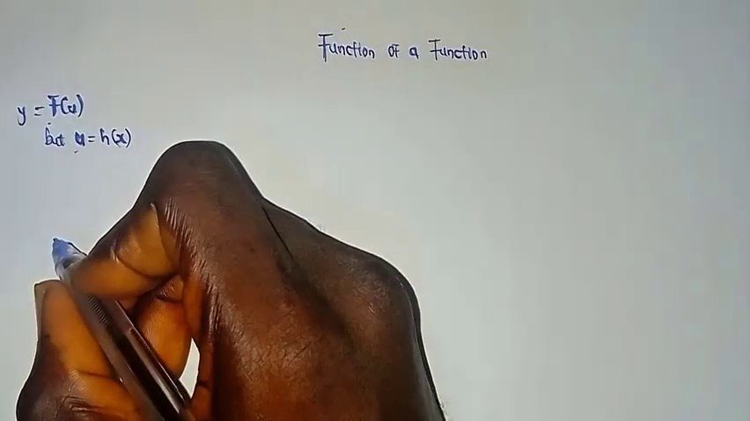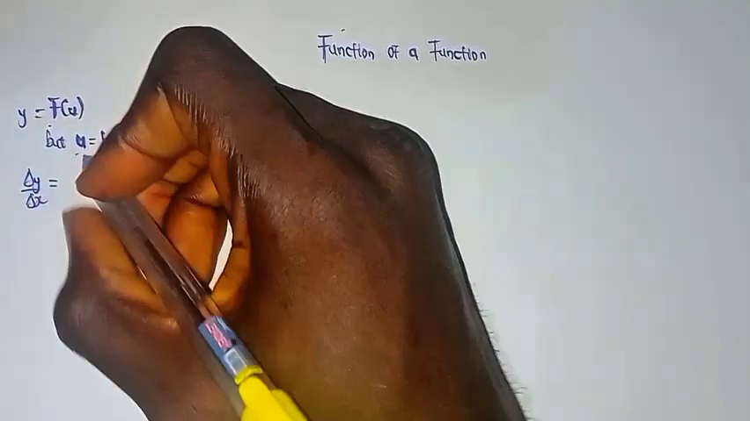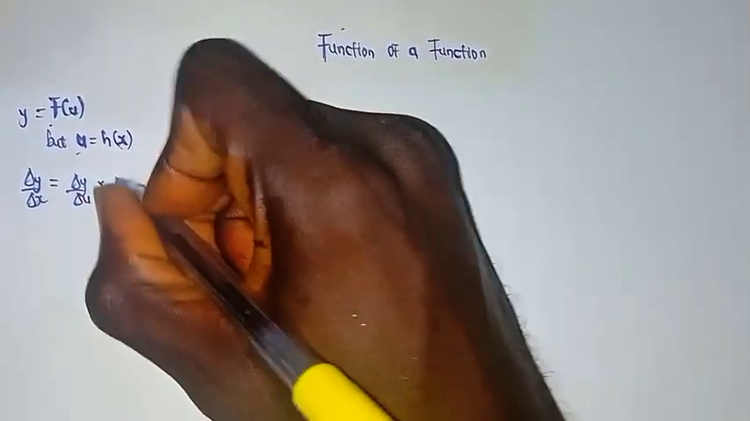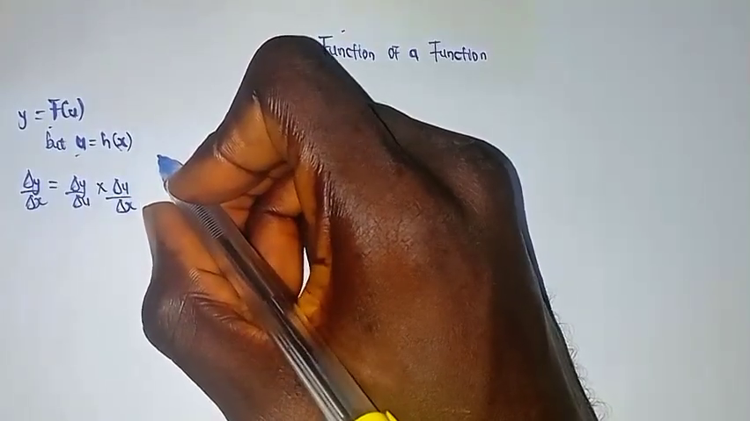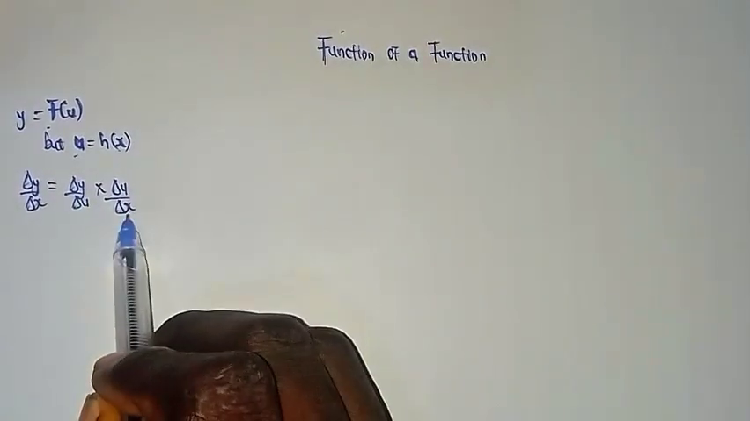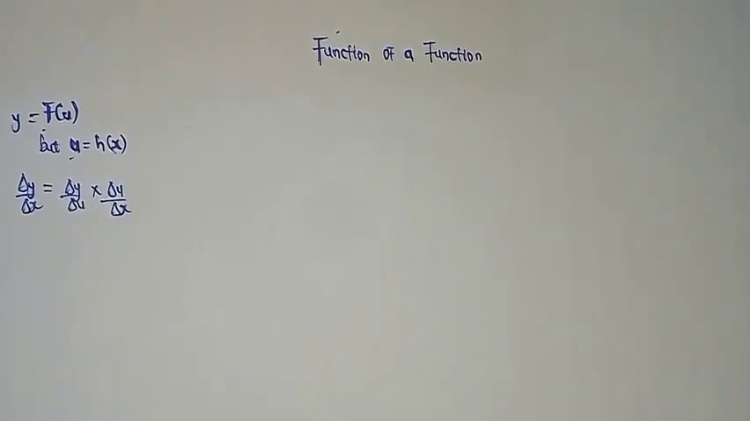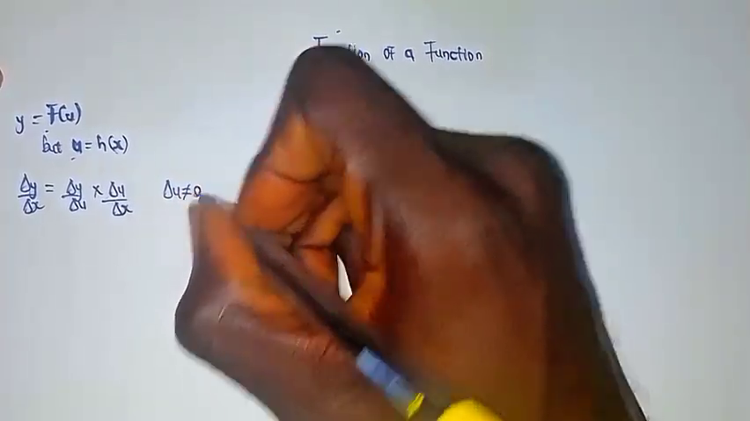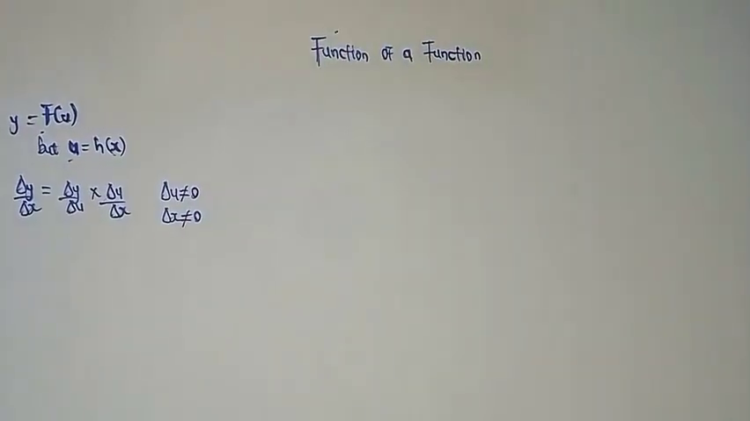So we can write this as delta y over delta x equal to delta y over delta u multiplied by delta u all over delta x, right? If this cancels this, we'll have delta y over delta x, which is equal to the same thing on the left hand side, provided that delta u is not equal to 0 and delta x is not also equal to 0, right?